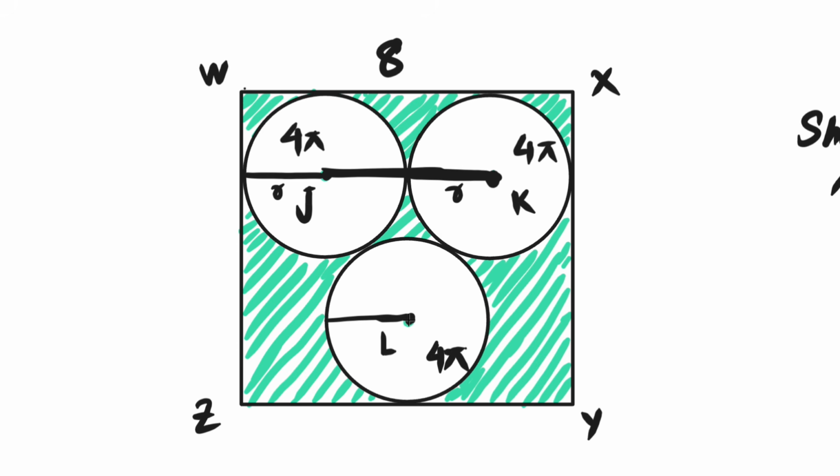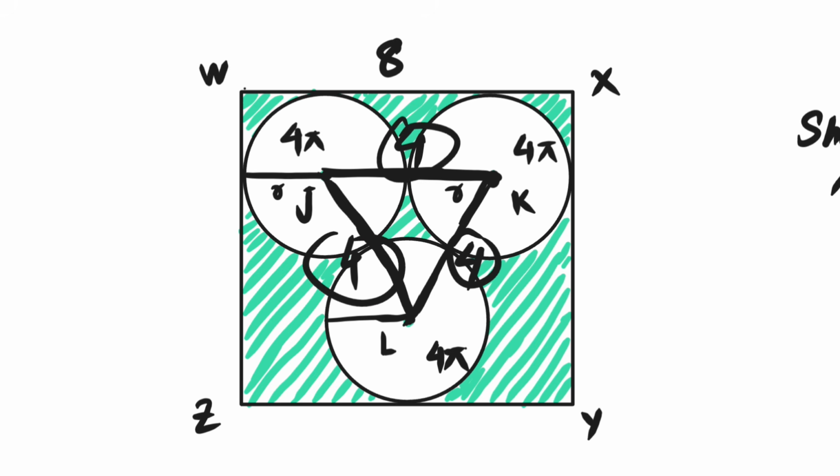Now, the lower circle touches each of the upper circles. That means the distance from the center of the lower circle to the center of either upper circle is also the sum of 2 radii. Therefore, JL equals 4 units, and KL also equals 4 units. So notice what we have here. JK is 4, JL is 4, and KL is 4. That means the three centers form an equilateral triangle with side length 4 units.